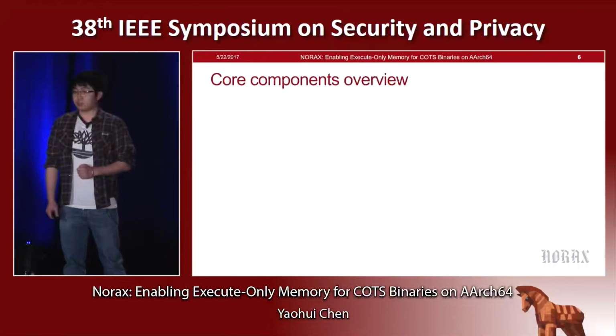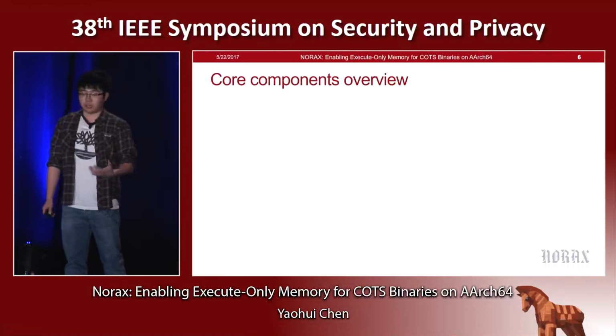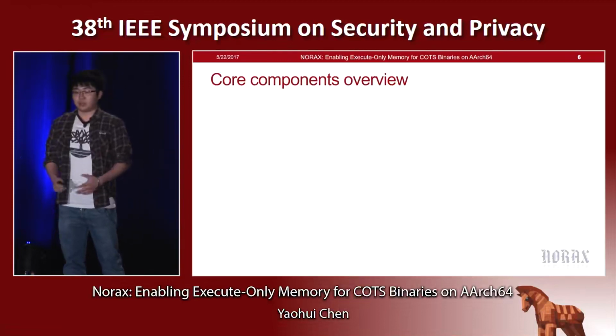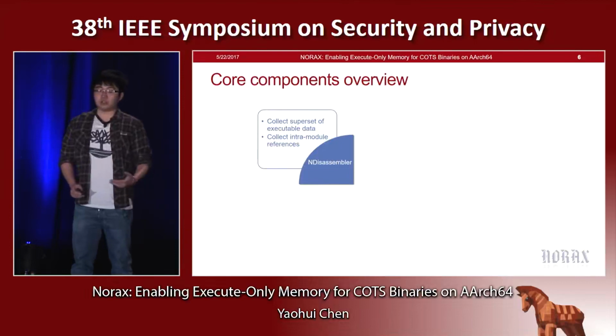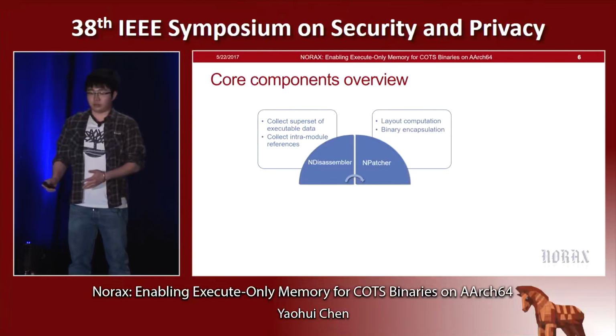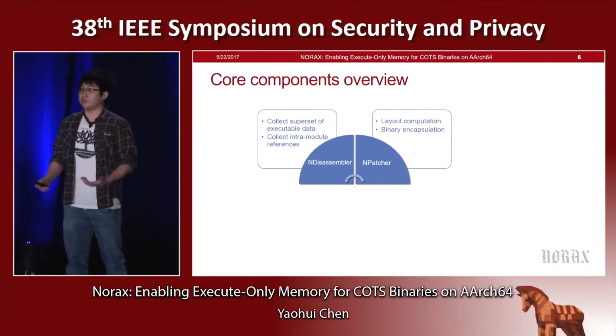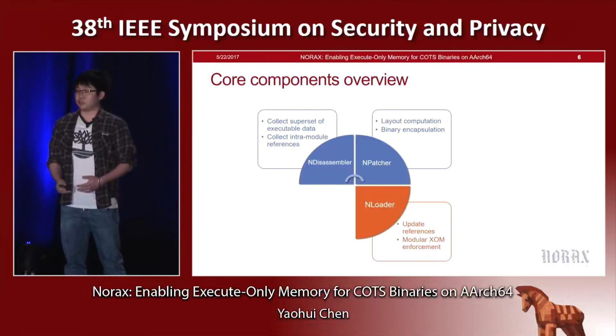So now let me show you the high-level Norax components and how they work together to achieve these design goals. First of all, we have this disassembler, which will collect the superset of the executable data as well as the intra-module references. Then these results will be fed to a patcher, which will calculate the new binary layout and then repackage the binary. This repackaged binary can then be loaded by an unloader during load time that will update all the collected references and also enable ZOM on a modular basis. Because we only update the references at load time, this again preserves the backward compatibility.